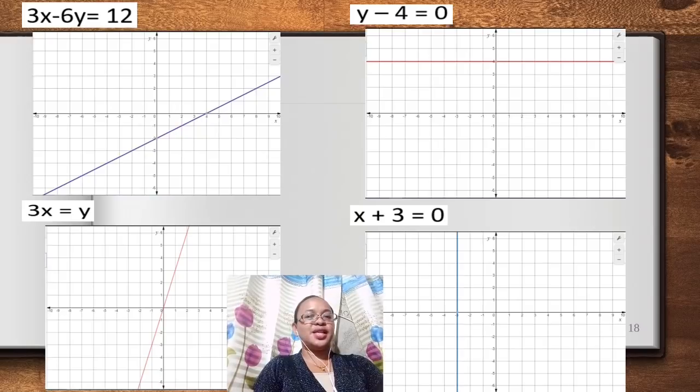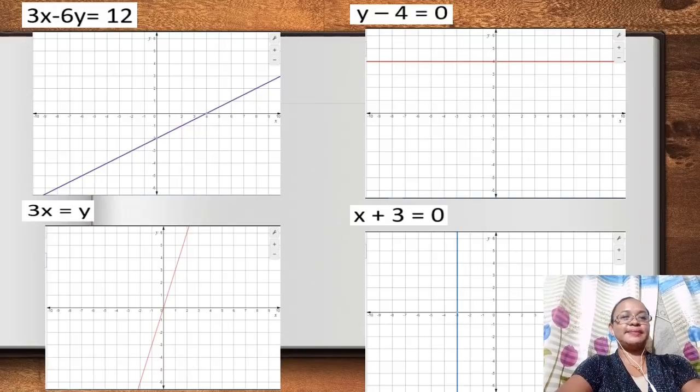x plus 3 is equal to 0. That is a vertical line. The slope there is actually undefined. So the steepness of the line is what we call the slope. So we will now talk about the slope of the line.